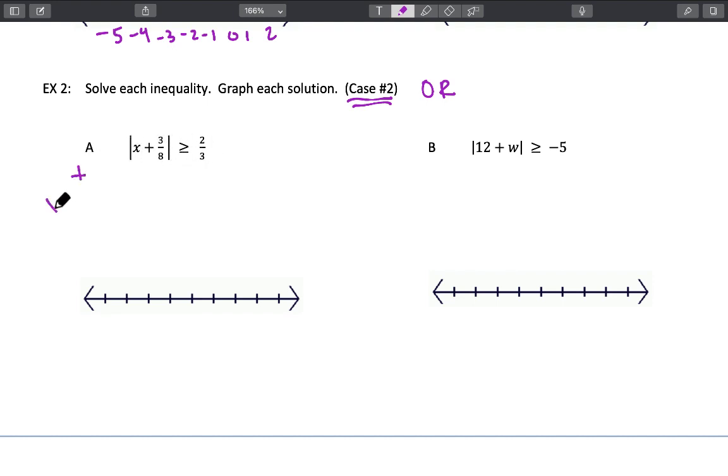The positive case, so x plus 3/8 is greater than or equal to 2/3, or x plus 3/8. And now remember, we got to change the direction of the inequality and make our negative case: less than or equal to negative 2/3. All right, so let's solve both of these. We're going to subtract 3/8 over, and that's going to leave us with x is greater than or equal to 2/3 minus 3/8.